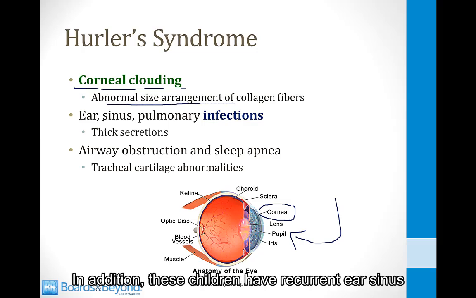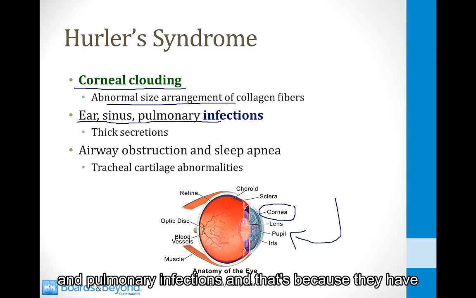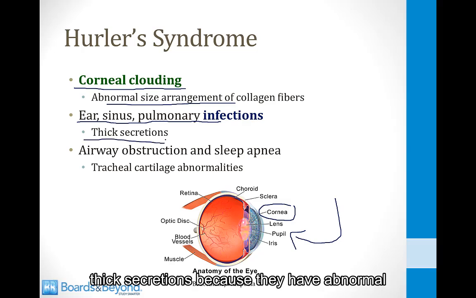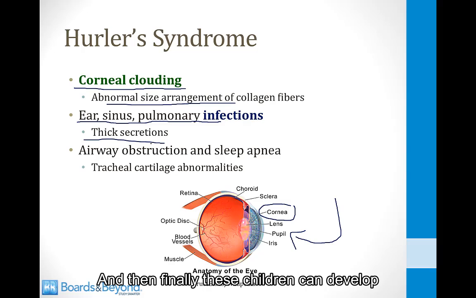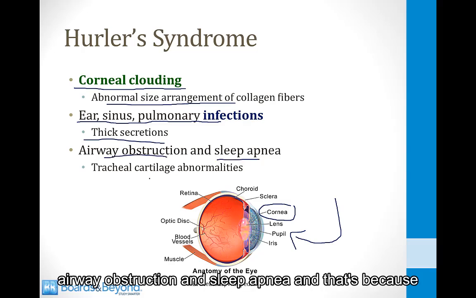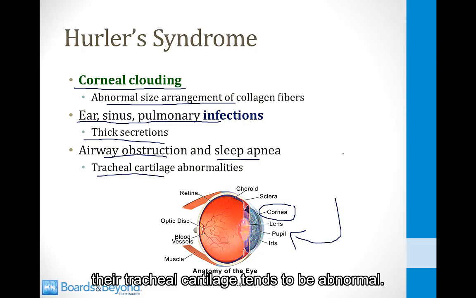In addition, these children have recurrent ear, sinus, and pulmonary infections, and that's because they have thick secretions because they have abnormal mucopolysaccharides. And then finally, these children can develop airway obstruction and sleep apnea, and that's because their tracheal cartilage tends to be abnormal.